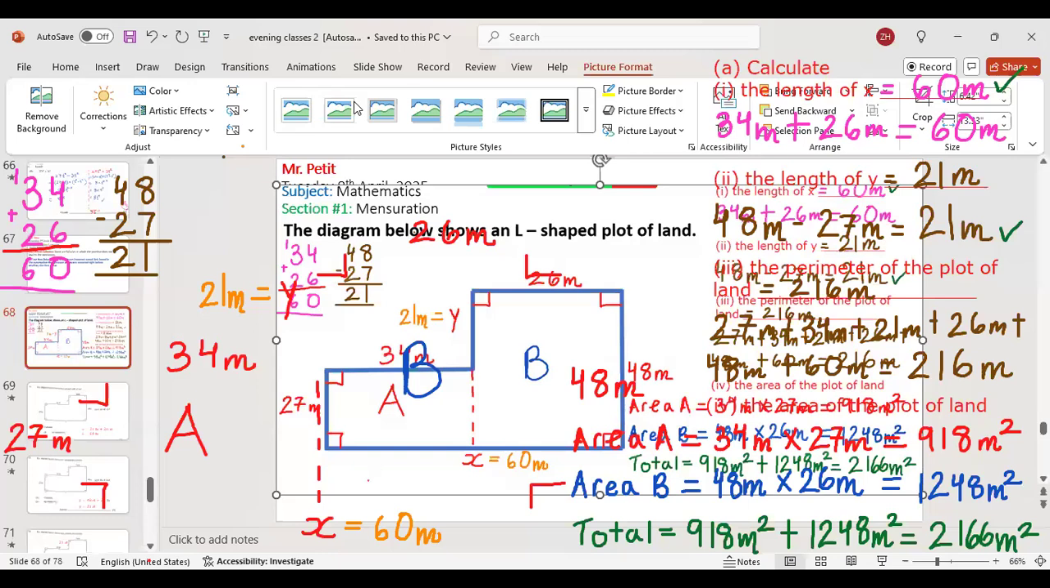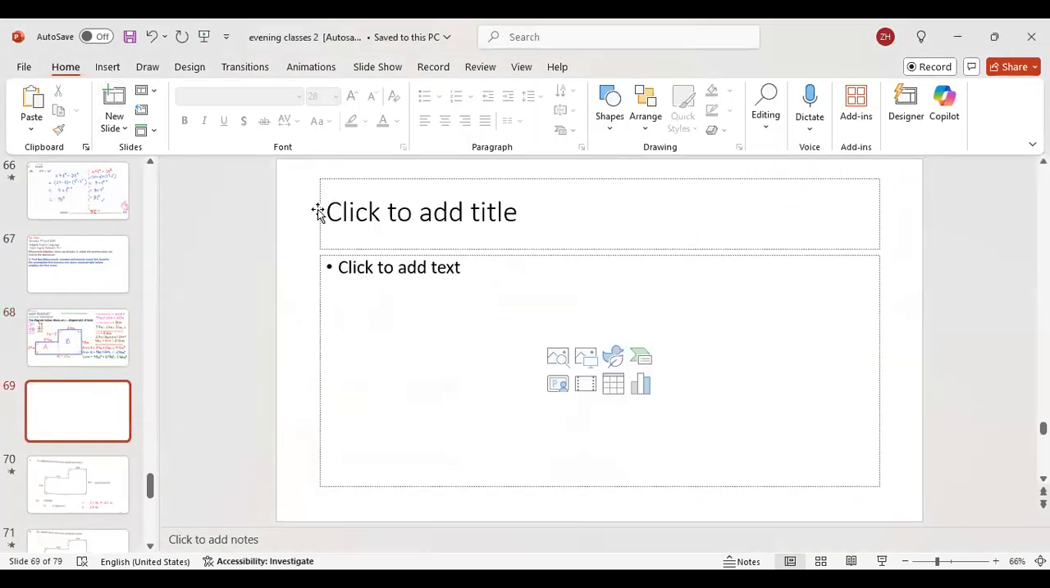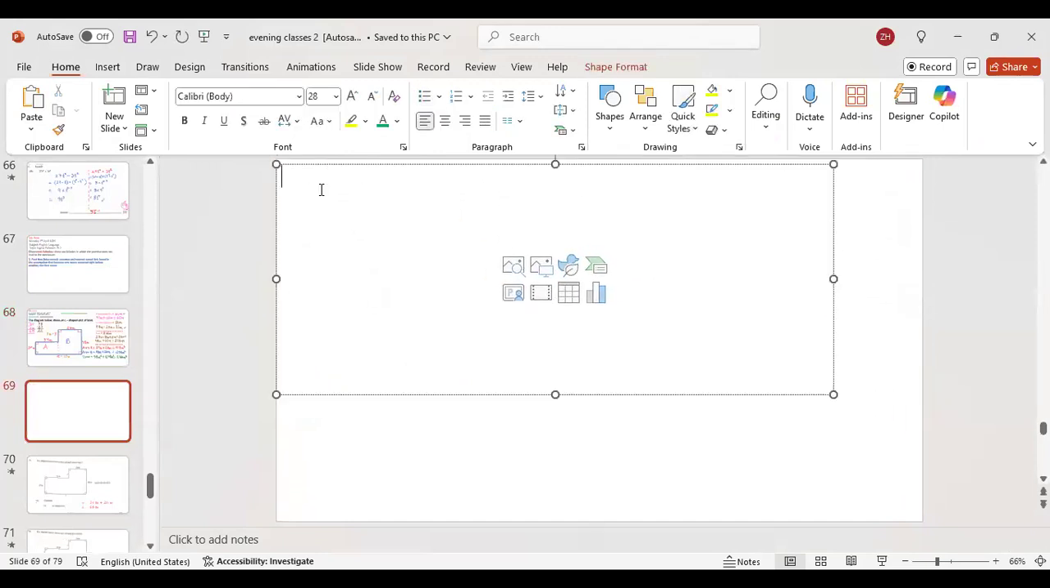Yes, sir. No, pretty easy. Okay. All right, so let's go on to the next part. Remember, you have to use the information from the previous question.